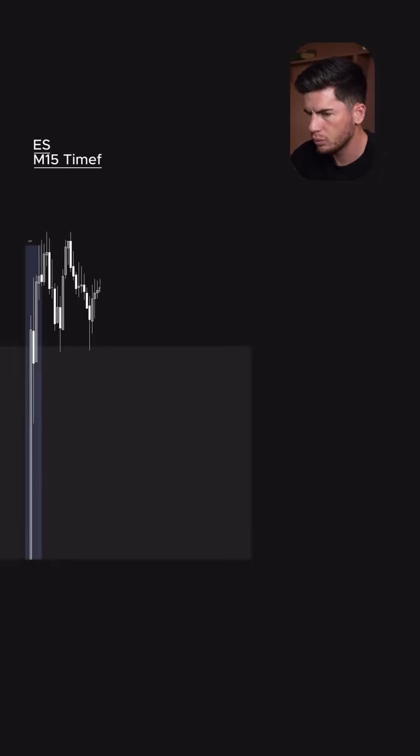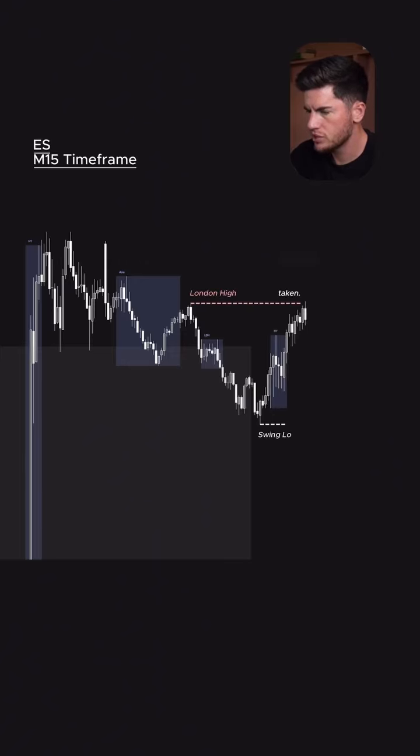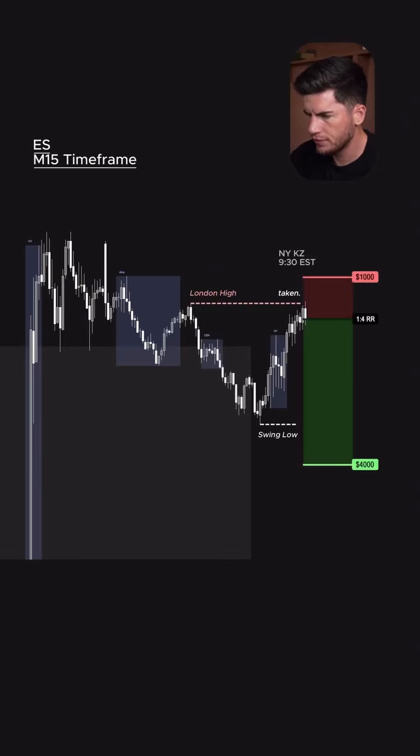For entry, we want to use the 15-minute time frame and the New York session for timing. Once Asia and London sessions have played out, we're waiting for New York to open and trade into the highest levels of either the London or the Asia session. When one of these levels is reached during New York trading hours, which is typically between 9:30 and 12:30 Eastern Standard Time, giving us a retrace candle on the 15-minute, we then want to target opposing side liquidity inside this 4-hour gap.